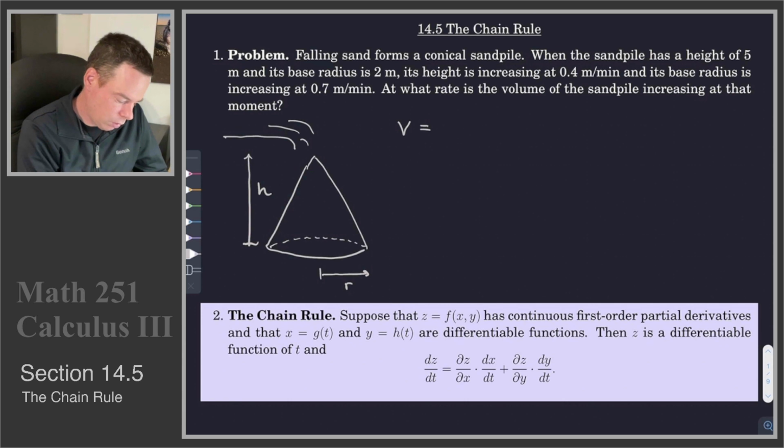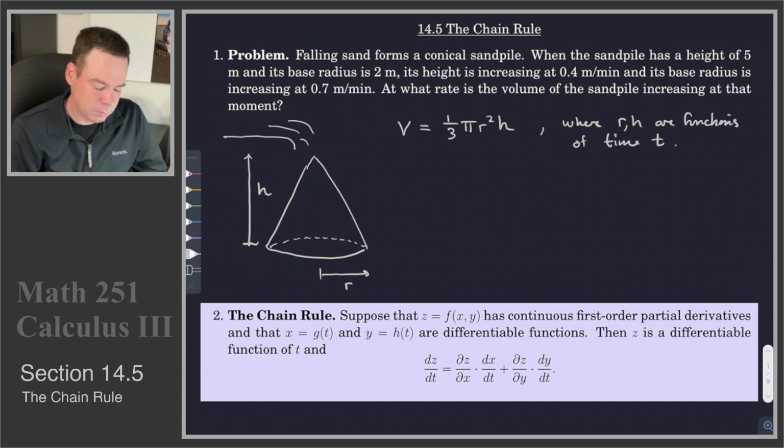So let's work out what the volume is first. The volume of a cone is 1/3 pi times the base radius squared times h, where r and h are functions of time t. We're given that at a particular moment in time the height is 5 and the base radius is 2, and we're also given the rates of change in the height and the radius. We want to know what the rate of change in the volume is at that time. How is the volume increasing at that particular moment?